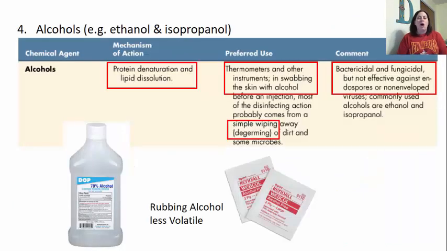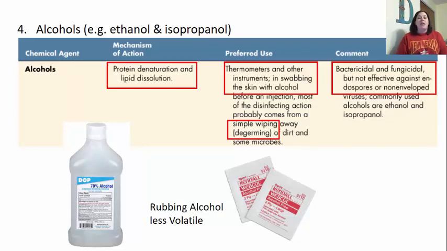The next group are the alcohols. These include things like ethanol and isopropanol. These are going to do protein denaturation and also lipid dissolution, meaning that it's going to dissolve the lipid components, the fats. We use these a lot of times with thermometers and other instruments. We do this also to swab the skin with alcohol before we give a shot or something like that. And the whole point there, though, is it's simply wiping it away. And so it's more of a degerming than it is an actual sterilization. This is bactericidal and fungicidal, but not effective against endospores or enveloped viruses.